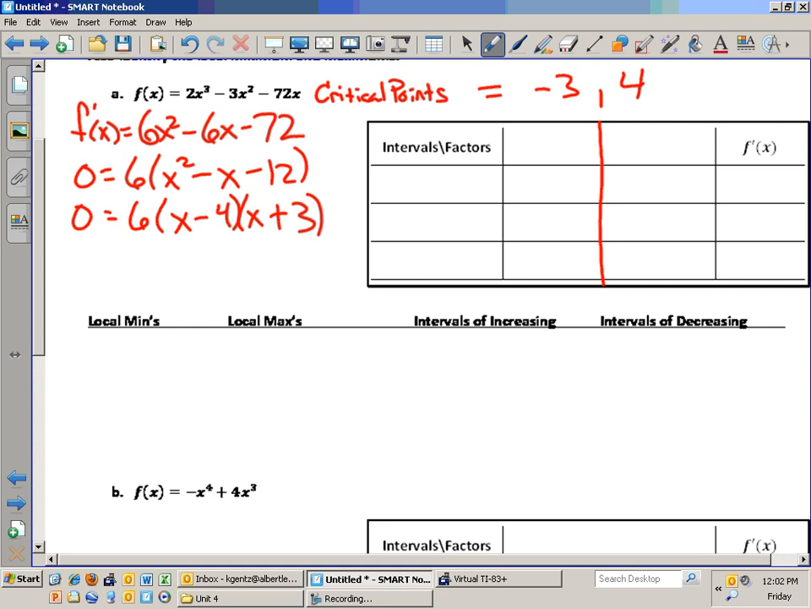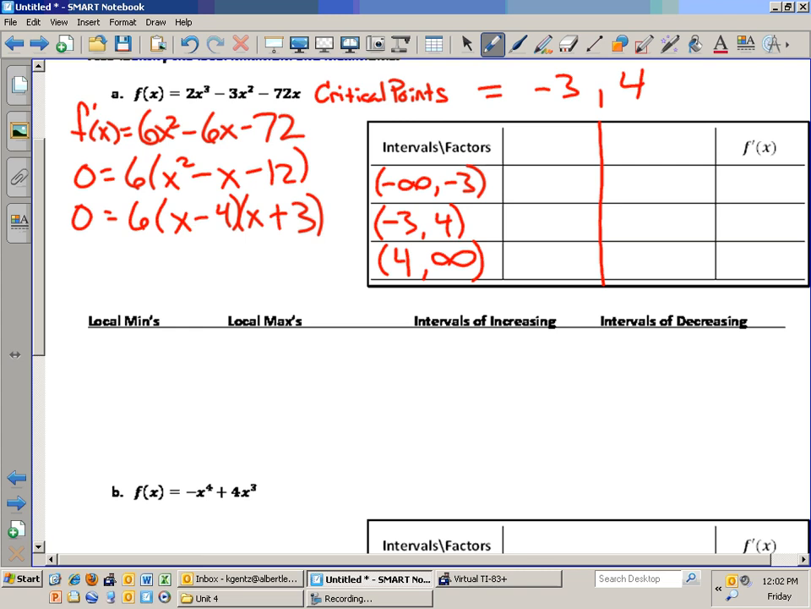So we have one interval, which would be from negative infinity to negative 3. We have another interval, which would be from negative 3 to positive 4. And we have a last interval, which would be from 4 to positive infinity. Sorry, Stuart, infinity. Yeah, infinity.